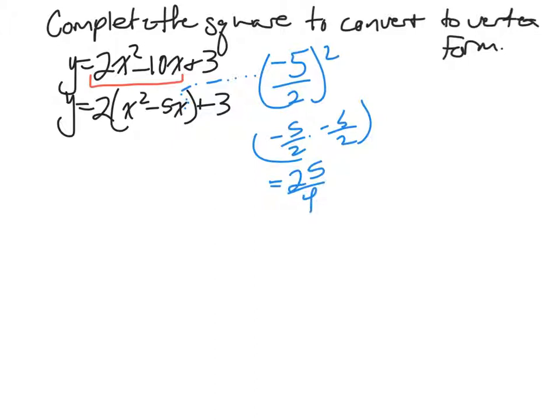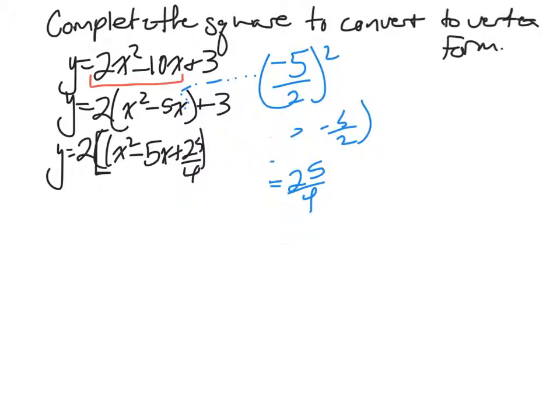Because I don't have a lot of room, I'm going to end up erasing all this in a second. But I'll write y equals 2, and this is the moment we're going to use our square brackets: x squared minus 5x plus 25 over 4. Now that I've got that information from the side, I'm going to erase all this. I'm going to leave that term up at the top here so we have it for later, because we'll probably need it for what I was talking about.